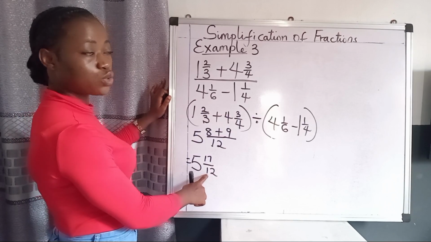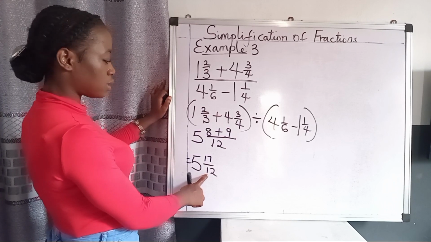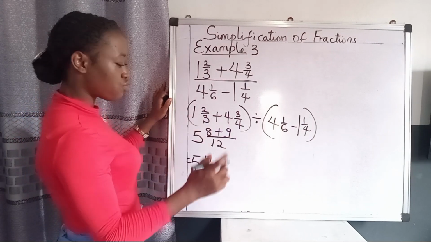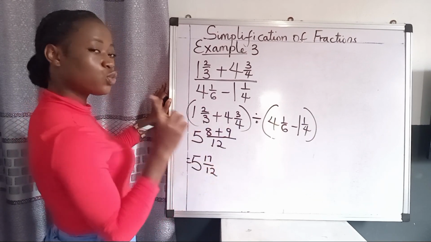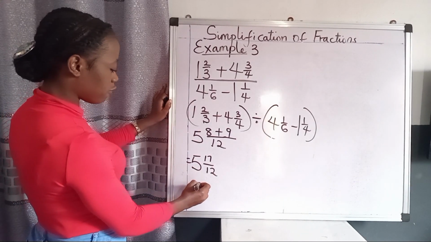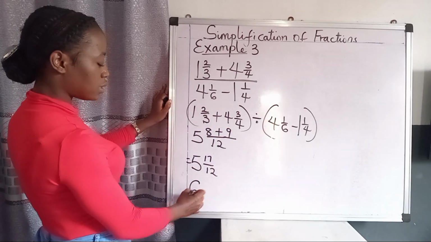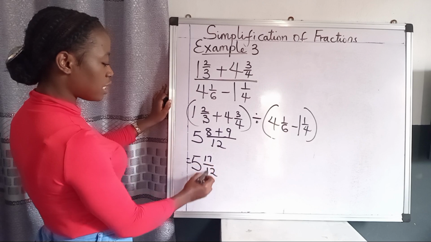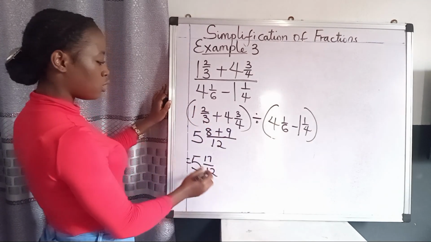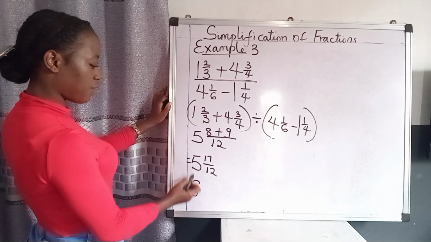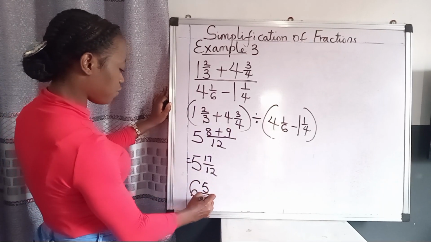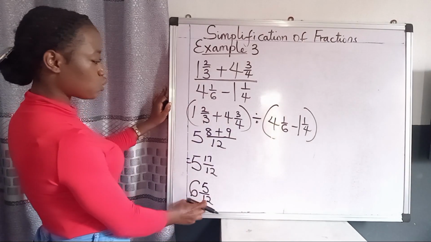So I need to change it to a mixed number. 17 in 12 is 1 remainder 5. Now that's one whole number. I'll add it to this 5 whole number. That will give me 6 whole number. Alright? So 17 divided by 12, remember it's 1 remainder 5. So that one whole number is what I added to 5 whole number. I got 6 whole number. Now remainder 5, I'll write the remainder 5 then over 12. So this is what I have here.